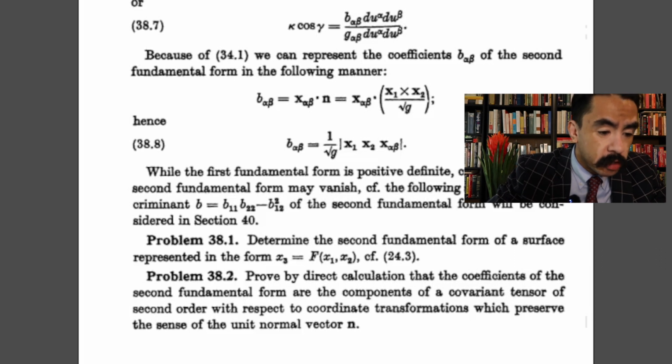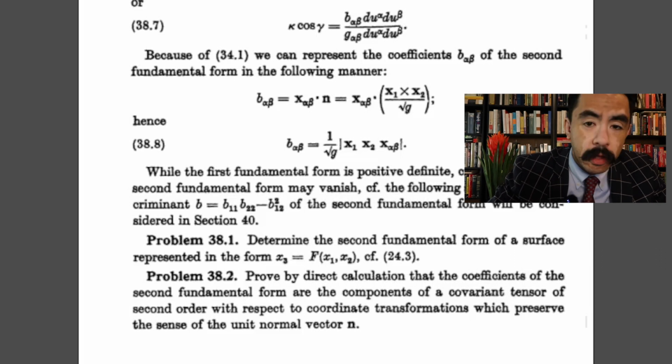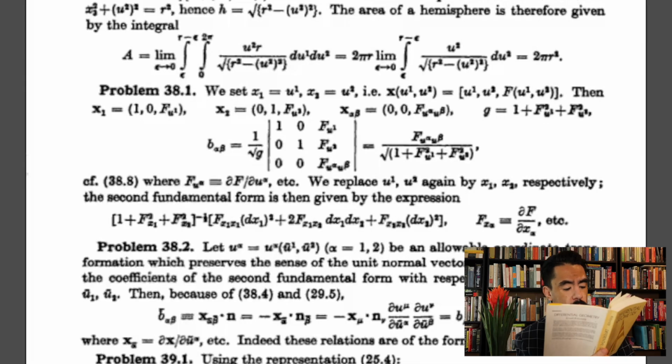Problem 38.1. Determine the second fundamental form of a surface represented in the implicit form x3 = F(x1, x2). We set x1 equal to u1 and x2 equal to u2. That is, the vector x(u1, u2) equals u1 in the first entry, u2 in the second entry, and in the third entry the function F(u1, u2).